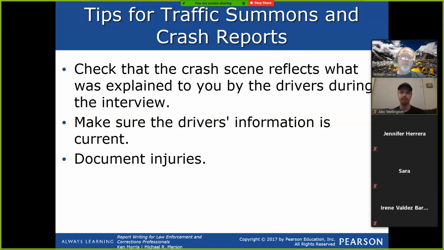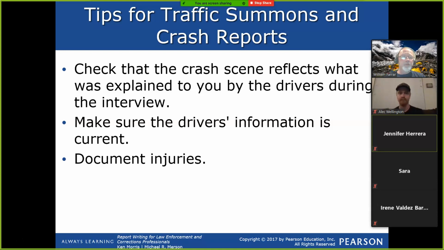Look at your crash scene and see if it reflects what people are saying. It's almost like a regular investigation: make sure the story matches the crash scene. If they tell you, I was going really fast, but I saw the person walk out on the street and I slammed on my brakes, what should you see in the street? Skid marks. If you don't see any skid marks, that story doesn't match up. So these are little things that you should really be thinking about.